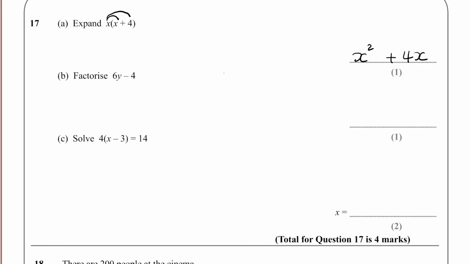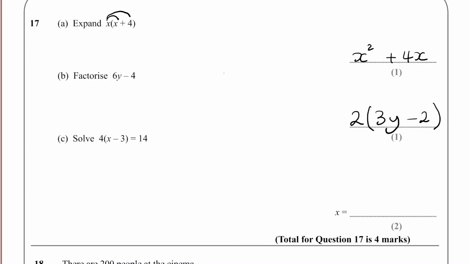Factorize means put into brackets. What can I take out of both of these terms? They've both got 2 as a factor. 6 and 4 are both in the 2 times table, so 2 can come out. 2 times 3y makes 6y, and 2 times negative 2 would make a negative 4.